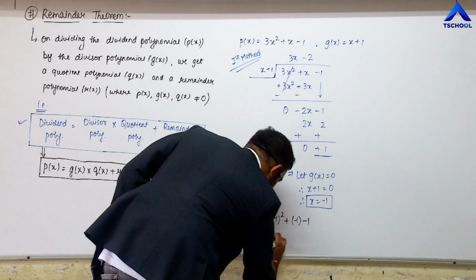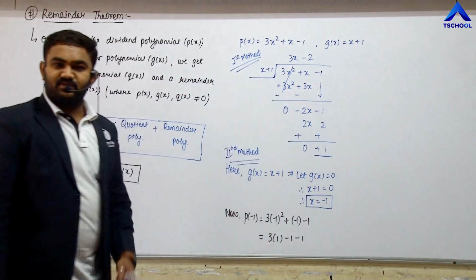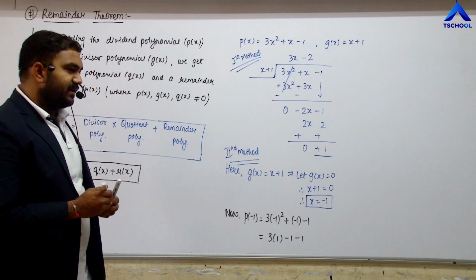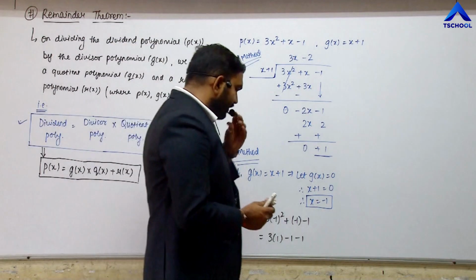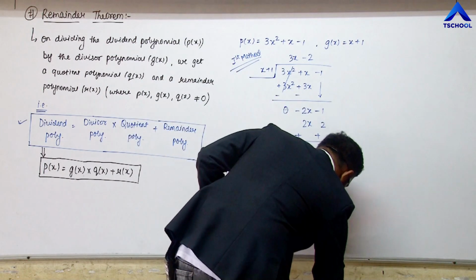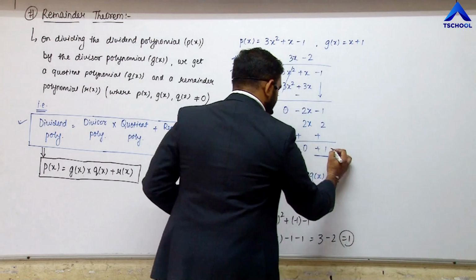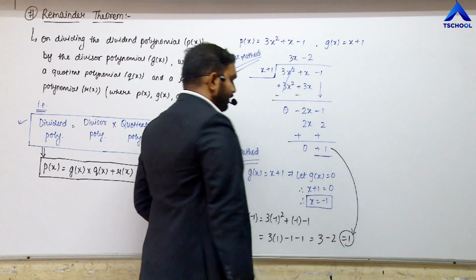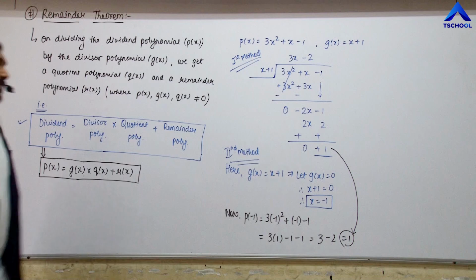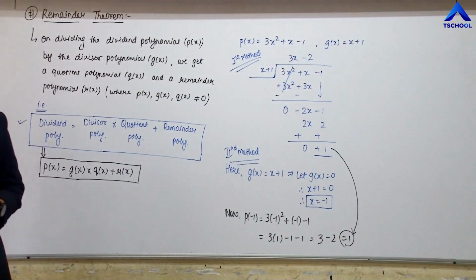Here 3 into minus 1 square, that is 3 into 1, minus 1 minus 1. So we shall get here 3 into 1, that is 3, and 3 minus 1 minus 1 is 1. You can check it, friends, that the remainder that we got by dividing these two polynomials is exactly equal to 1 in both the methods.